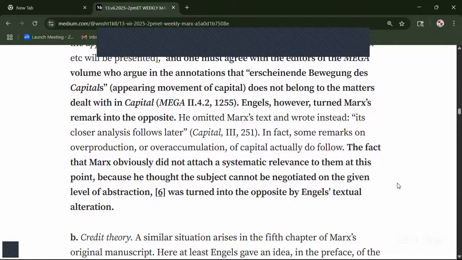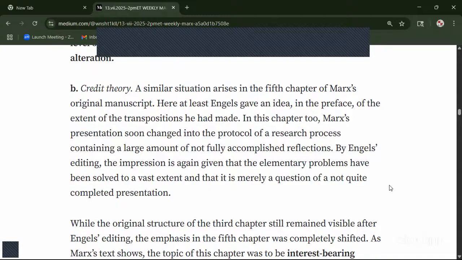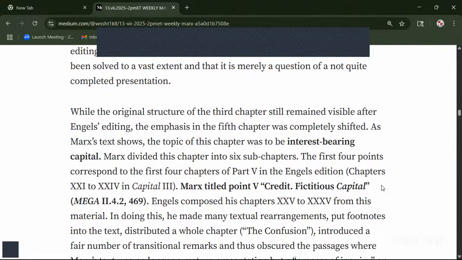B, credit theory. A similar situation arises in the 5th chapter of Marx's original manuscript. Here, at least, Engels gave an idea in the preface of the extent of the transpositions he'd made. In this chapter, too, Marx's presentation soon changed into the protocol of a research process containing a large amount of not fully accomplished reflections. By Engels' editing, the impression is again given that the elementary problems have been solved to a vast extent, and that it is merely a question of a not quite completed presentation.